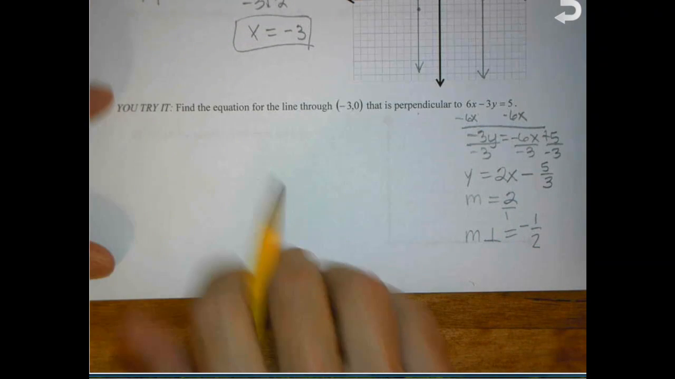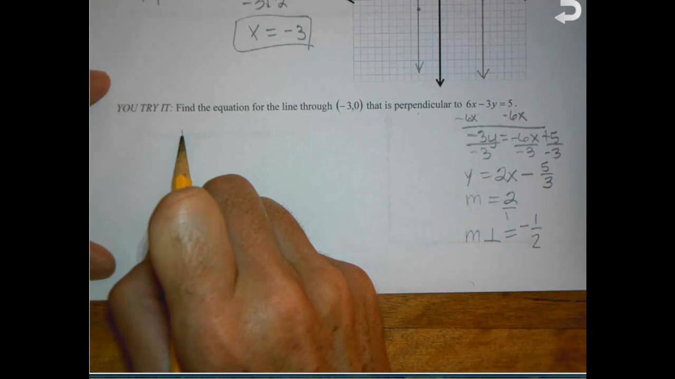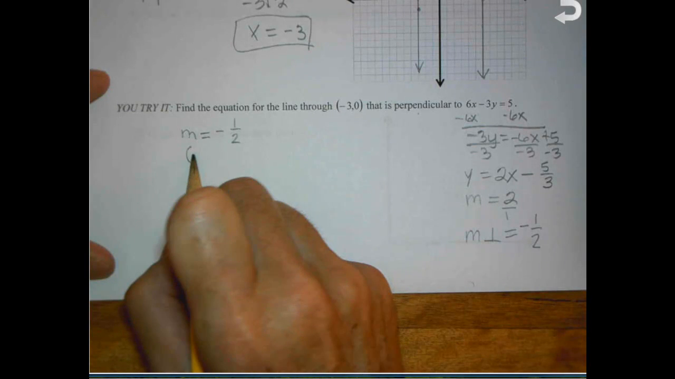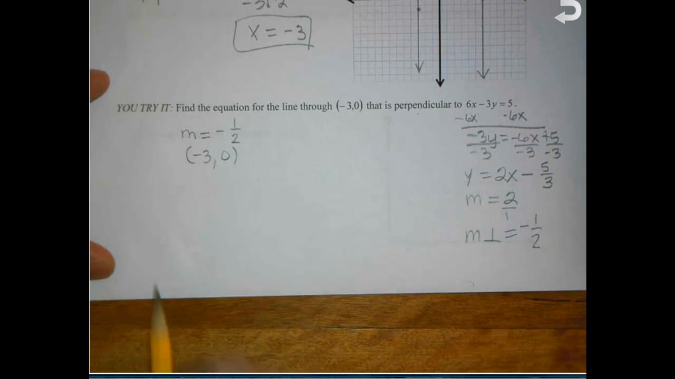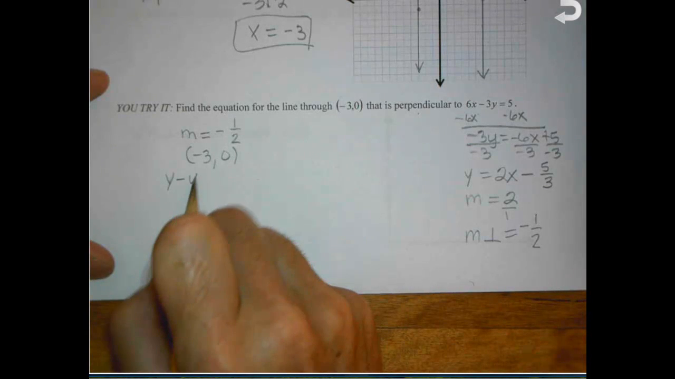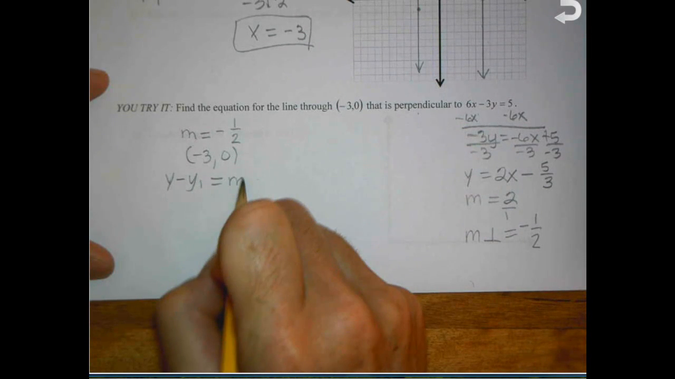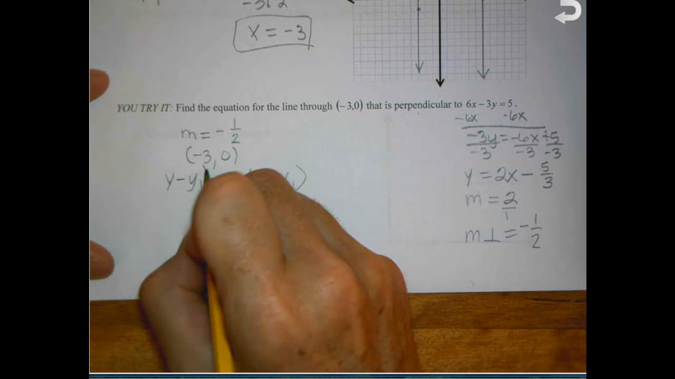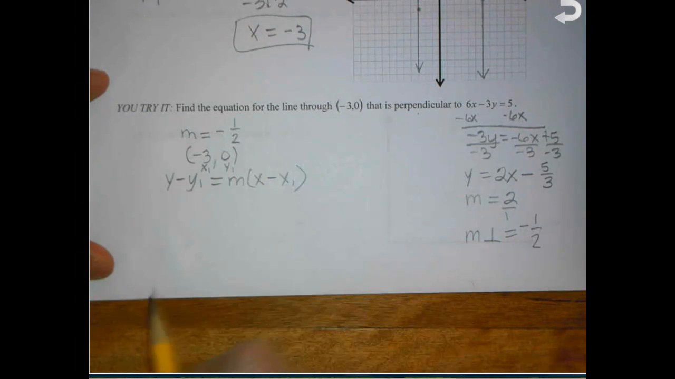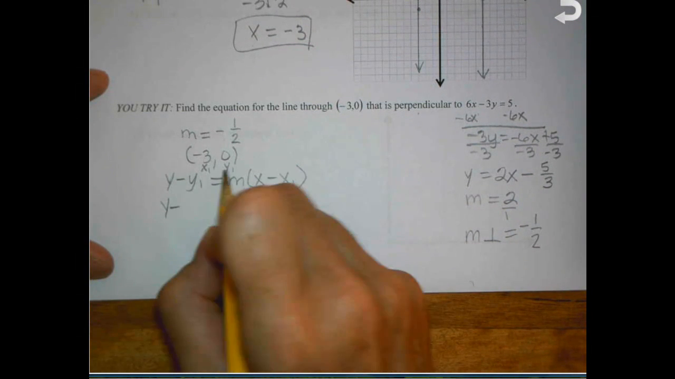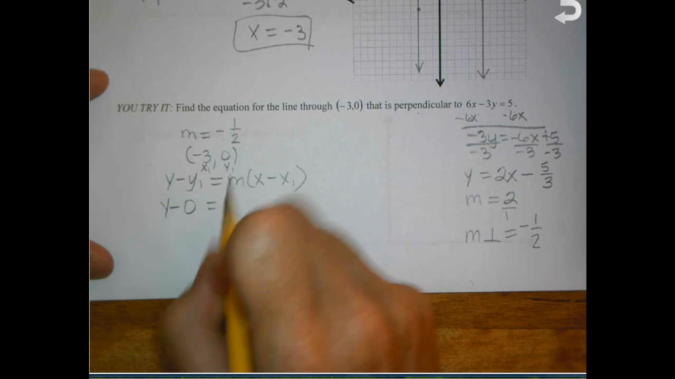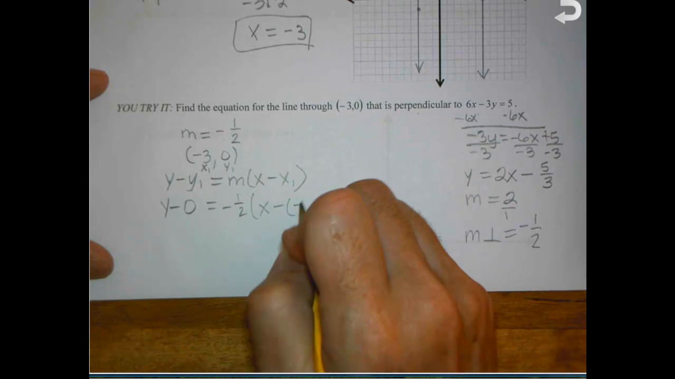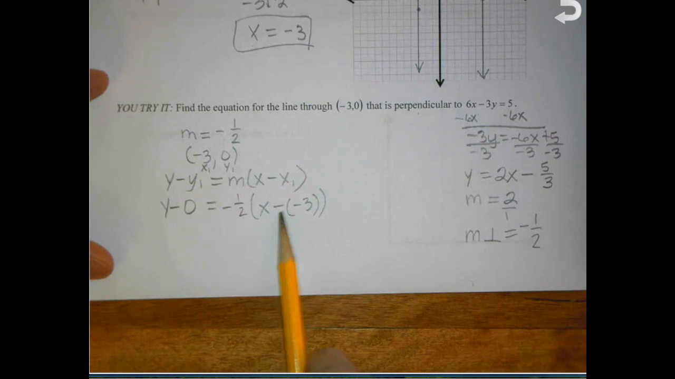So now I want the equation of the line with a slope of -1/2 and a point of (-3, 0). So I need to use my point-slope formula, y - y1 = m times the quantity x - x1. This is my x1, my y1, and there's my m. So y - 0, and -1/2 for my m, x minus my x1 which is -3. So I have to put minus a negative here.